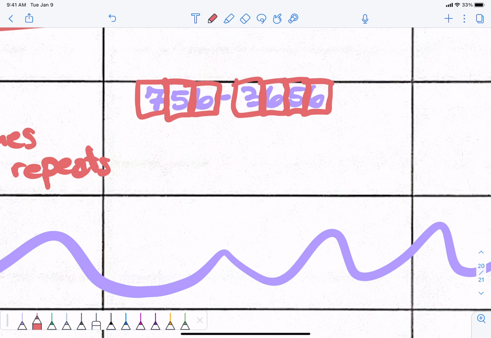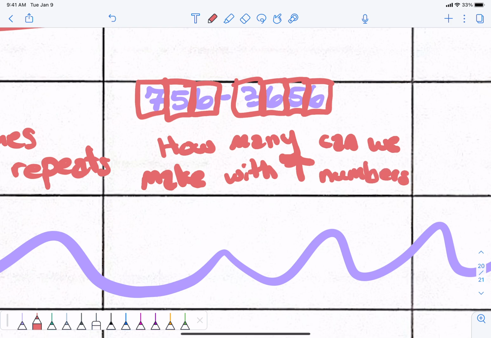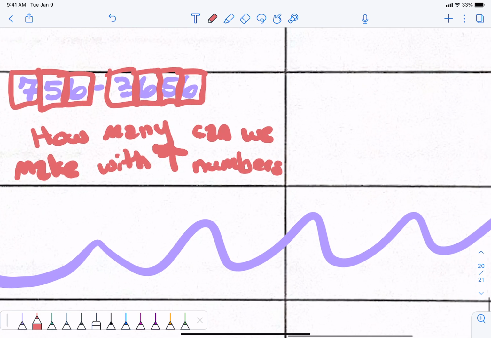So, how many different phone numbers can we make with these numbers? Now, notice that Caleb doesn't have an 8 in his phone number, so we're not using any 8s. We're only using the numbers of his phone number and seeing how many from there we can create, right?